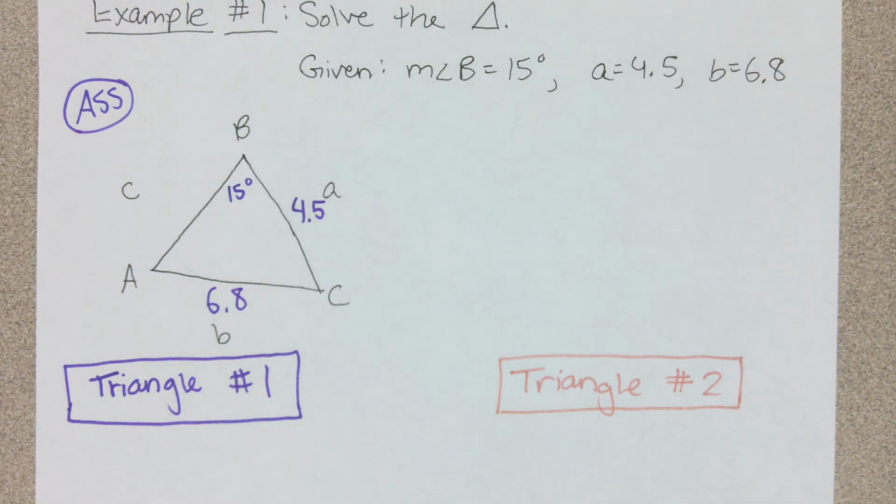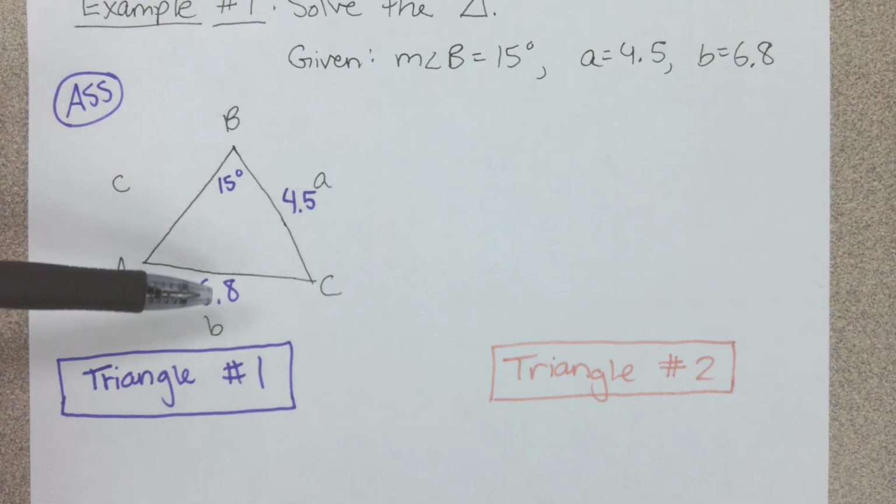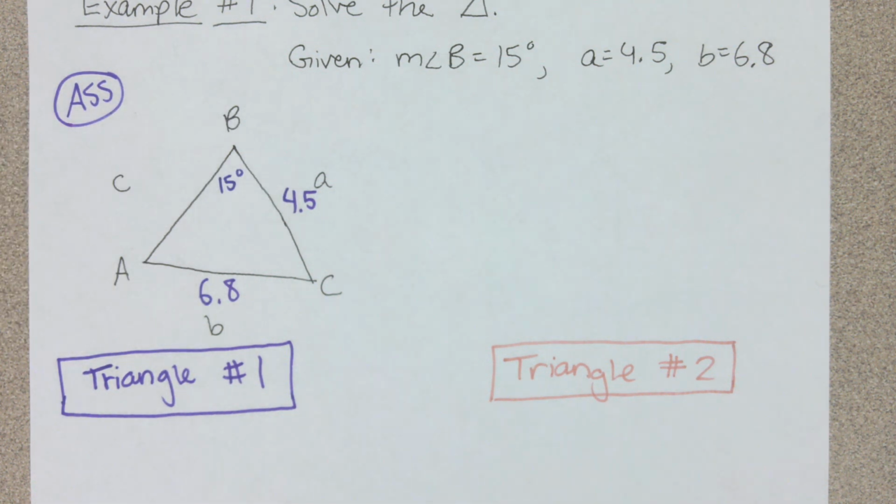If I need it later, I have the space to draw it. If I don't need it, then no harm, no foul, but I've at least prepared myself for that possibility. We have to do a little bit of work to be able to figure out if we have a triangle number 2. So, with our given information, we're given both B's and then side A.